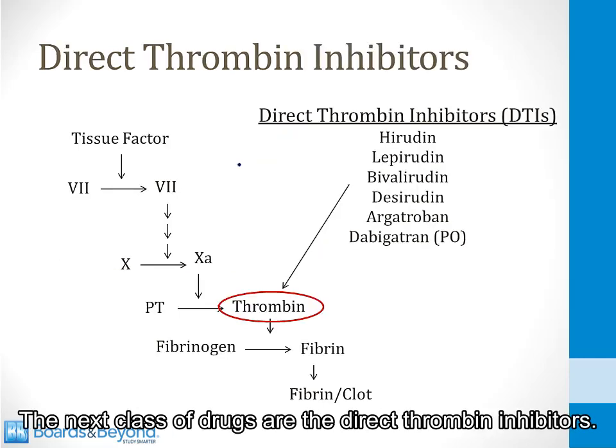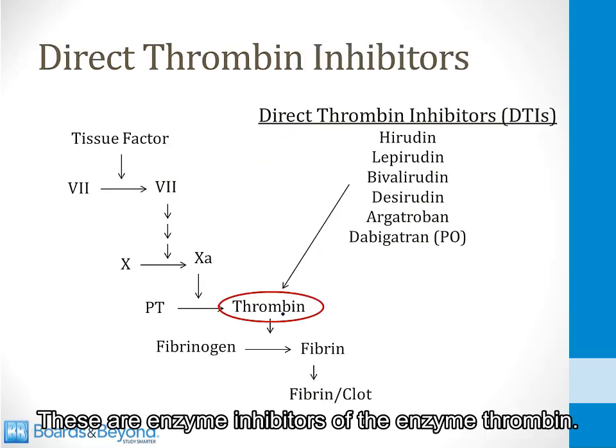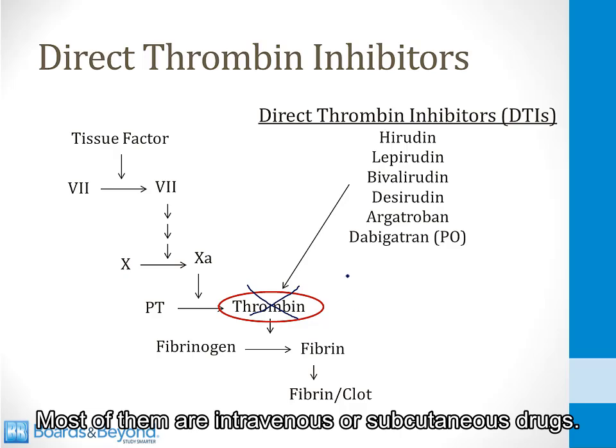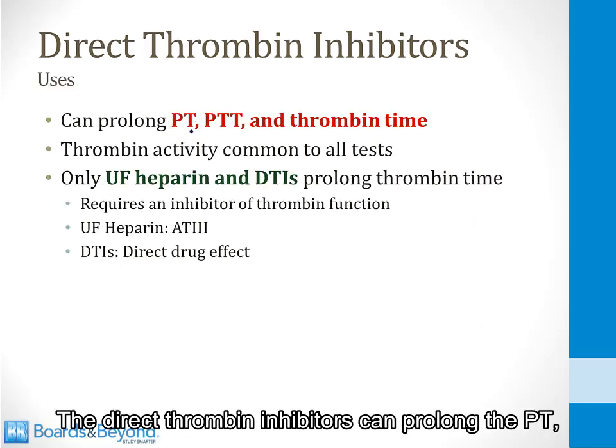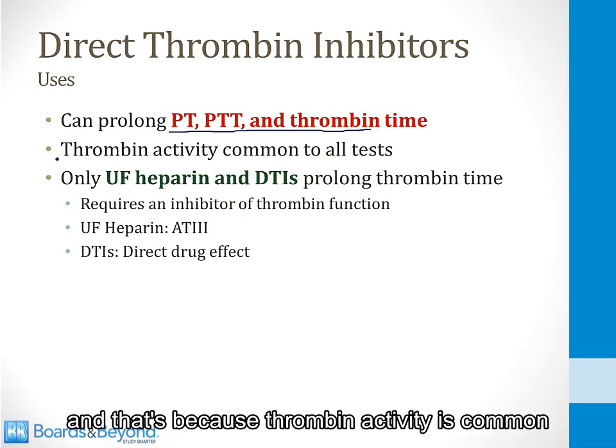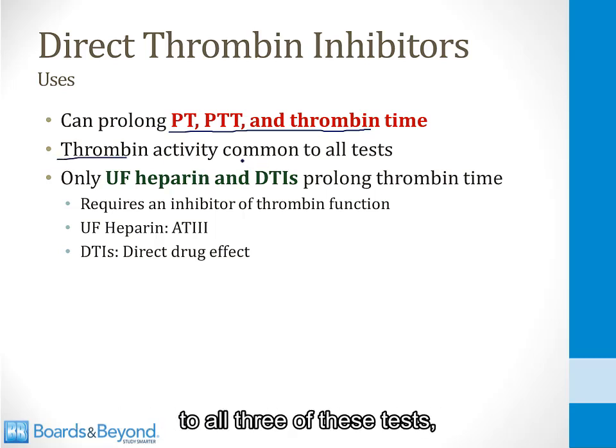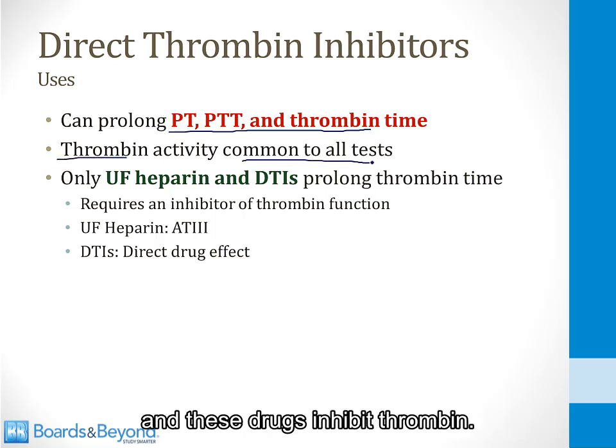The next class of drugs are the direct thrombin inhibitors. These are enzyme inhibitors of the enzyme thrombin. Most of them are intravenous or subcutaneous drugs. The one exception is dabigatran, which is an oral drug. The direct thrombin inhibitors can prolong the PT, the PTT, and the thrombin time, and that's because thrombin activity is common to all three of these tests, and these drugs inhibit thrombin.